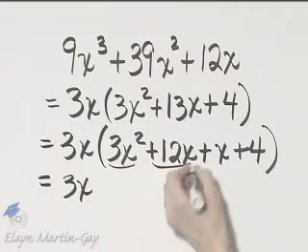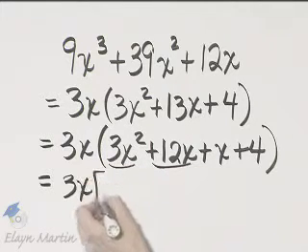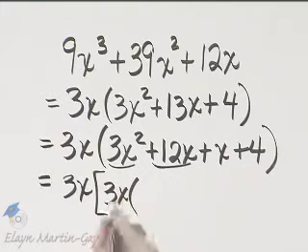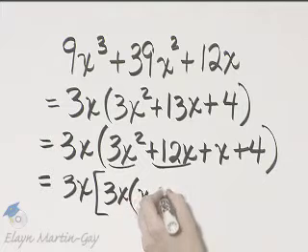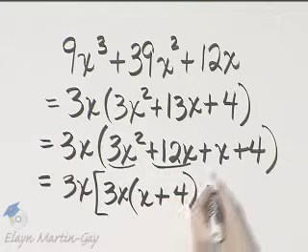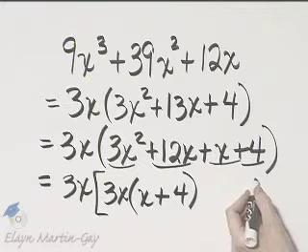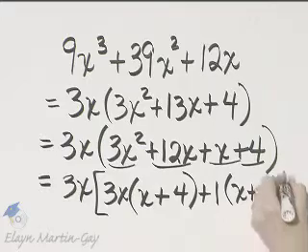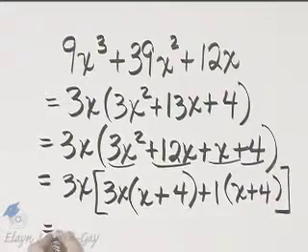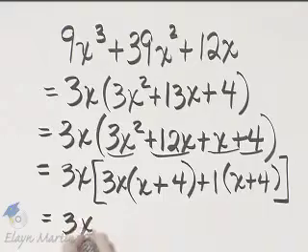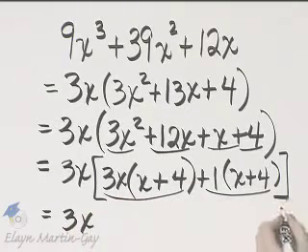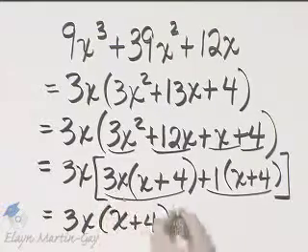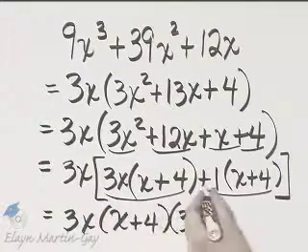Look at these two terms. What's common to these two terms? Well, what's common is 3x. So I'll factor out 3x. And if I do so, I have left x plus 4. And look at these two terms. What's common? Well, there's nothing common, but I can write it as 1 times x plus 4. And now continuing to factor, I'll rewrite my 3x. Remember, there's a common factor here of x plus 4 then, which I'll factor out. If I do so, I'll have left 3x plus 1.